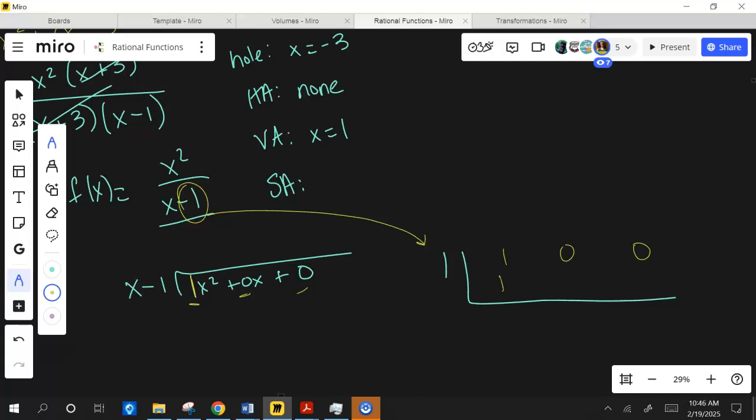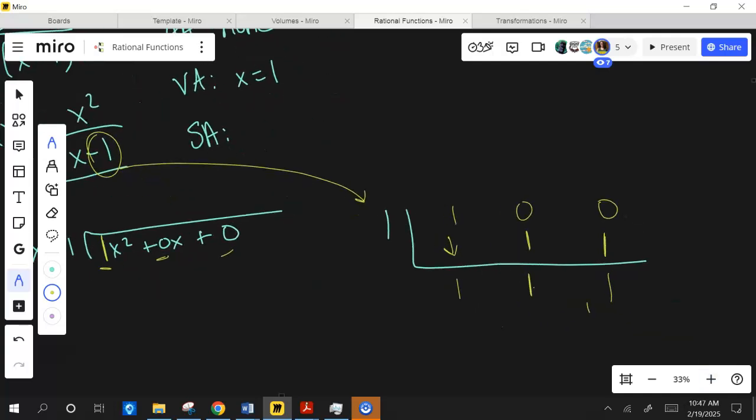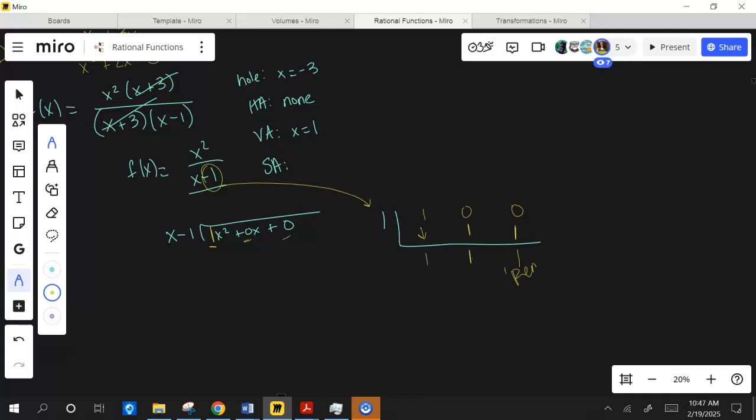I start by dropping the first, multiply and add, multiply and add. I would continue that process until I was done. It's always drop, multiply, add, multiply, add, by the number on the outside every time. And then I interpret my answer. I start from the far right, that's my remainder, but remember, I'm not worried about remainders for this scenario, okay? Then this is my constant and my x.